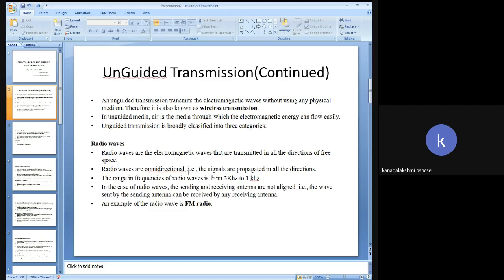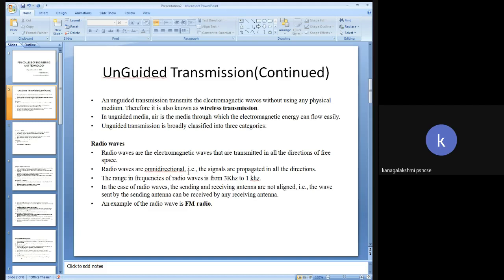Unguided media can be broadly classified into three categories: radio wave transmission, microwave transmission, and infrared transmission. Radio waves are electromagnetic waves that are transmitted in all directions of free space. They can choose many directions. The radio waves are omnidirectional, that is, signals are propagated in all directions.